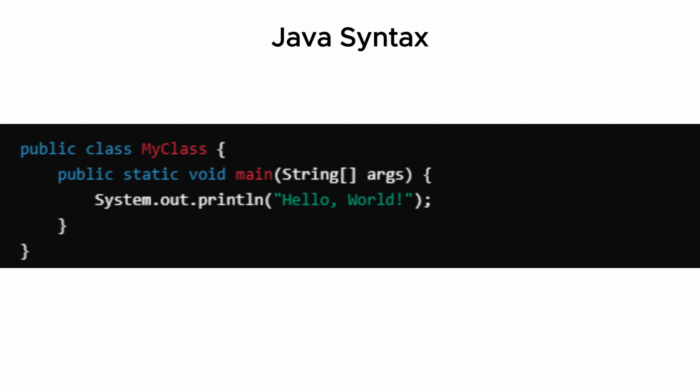Public, the method is accessible from anywhere. Static, it can be called without creating an object of the class. Void, the method doesn't return any value. String args, this is an array of string objects that stores command line arguments. System.out.println, hello world, this prints the text hello world to the console. System.out refers to the standard output stream, and println is used to display the output.